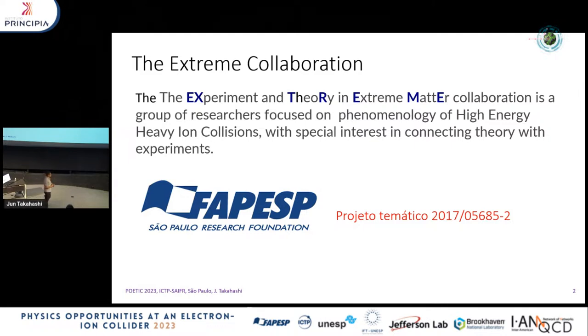Brazilian funding agency, the São Paulo funding agency, that when we worked in heavy ion collisions, there was already a community here in Brazil, which is very typical, and it's also the same thing for the EIC, that we have a community of theorists working here. And then some of us, I'm an experimentalist, started working on the experiment in heavy ion physics. So we felt the need to put these two communities together.